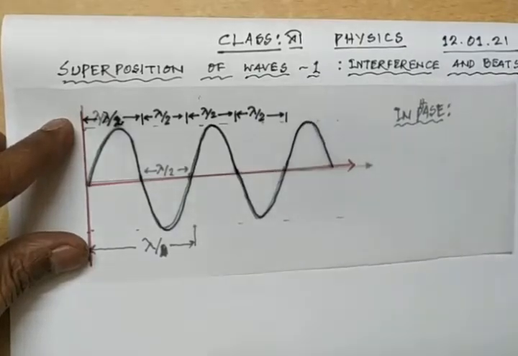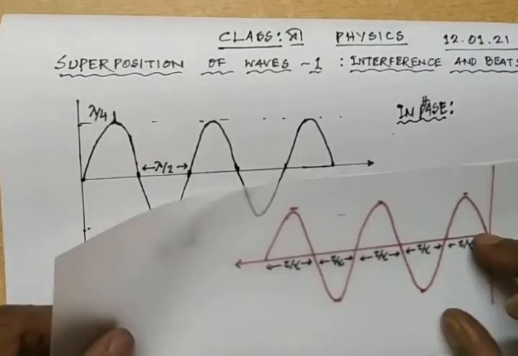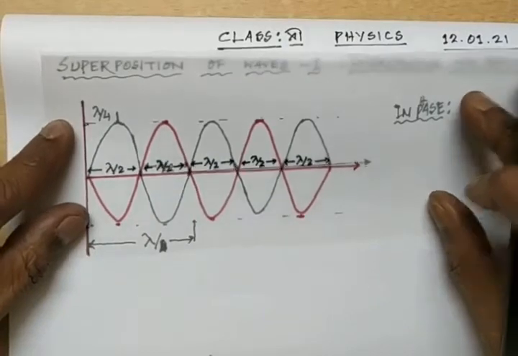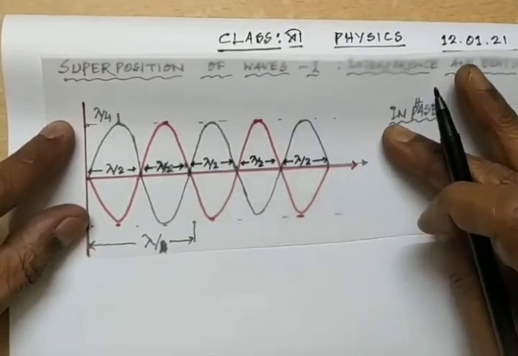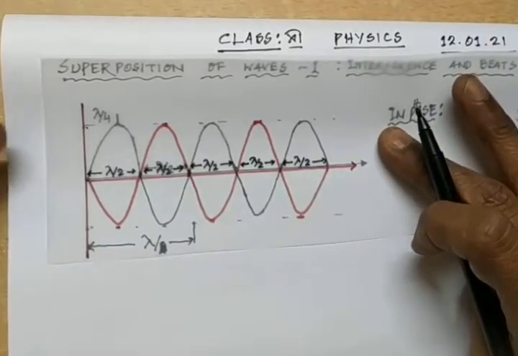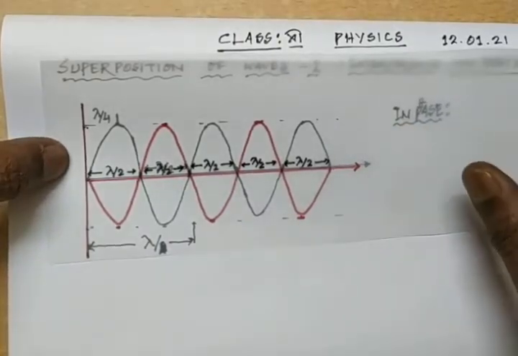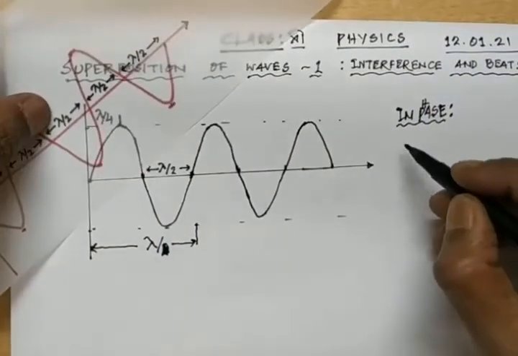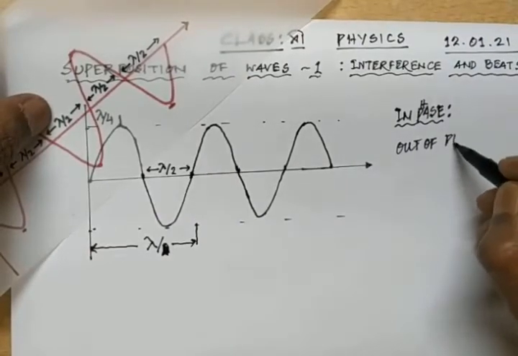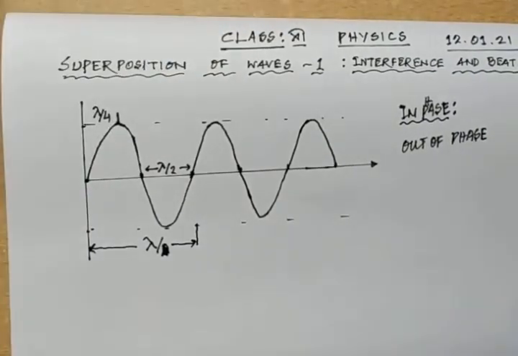Now see, when they are out of phase, we can show it like this. See here. These are the two waves which destroy each other. Okay? So this condition we will call it out of phase. So this condition we can tell it as out of phase.